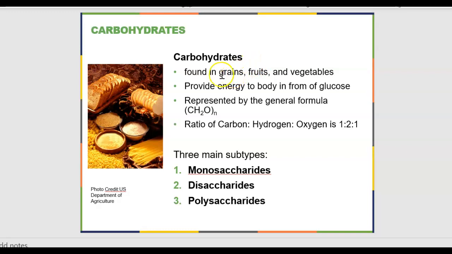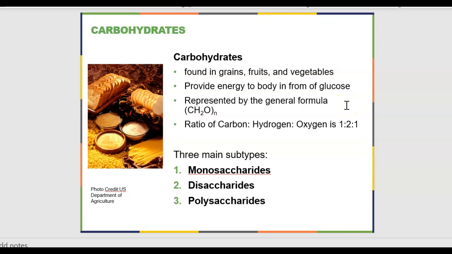So we know that carbohydrates are found in lots of foods that we eat, particularly breads and grains. We find them in fruits, we find them in vegetables, and their main function for us is providing energy. And they do that by breaking down and forming ultimately some form of glucose that goes into our bloodstream and then gives energy to our cells.